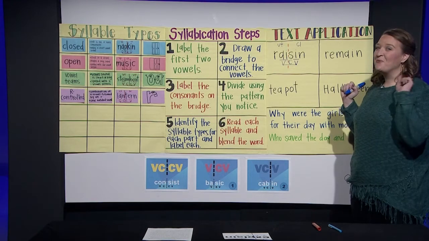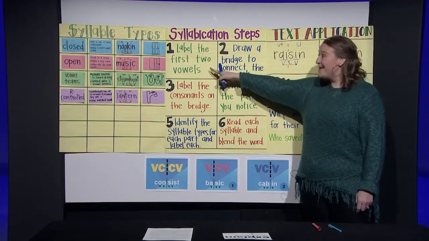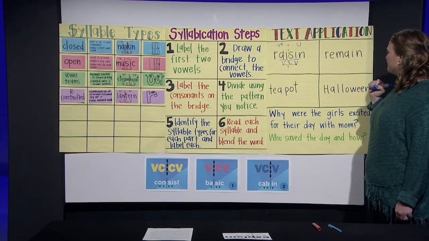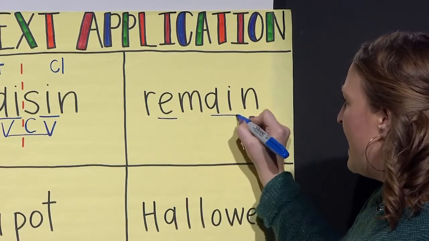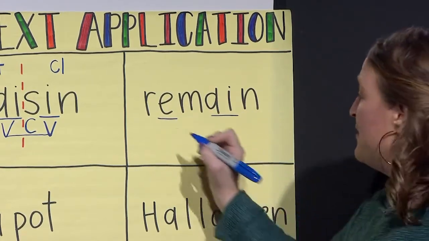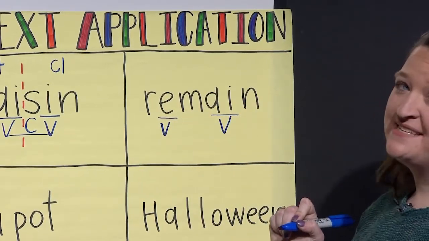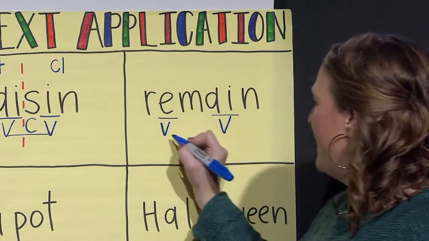All right, what is step one? That's right, label the first two vowels. What are the first two vowels you see? I see E and AI, and I'm putting AI together because it is a vowel team. That's right. Step two, you know what it is. Draw a bridge to connect your vowels.